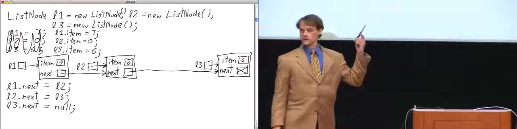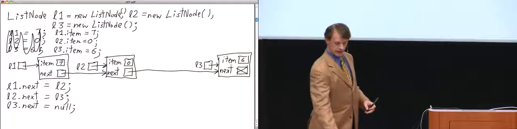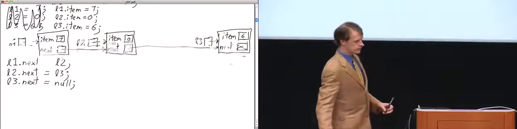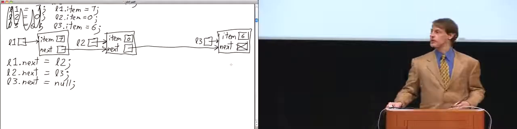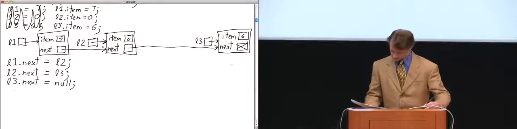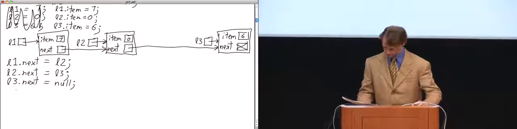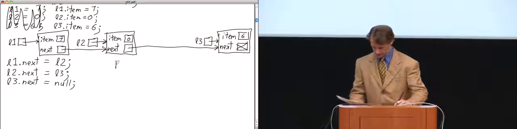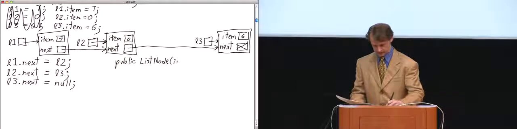So the next thing I want to do is I want to simplify the programming a little bit by adding a few constructors that will help me shorten this code a little bit. So I'm going to have a list node constructor that initializes the two fields as part of the parameters.